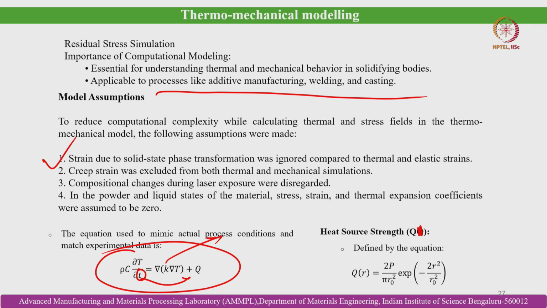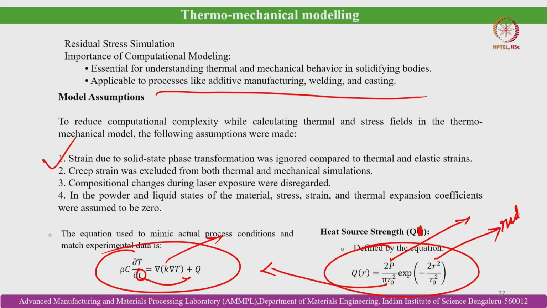As I told, Q is the strength of the Gaussian volumetric heat source, which is expressed by this equation over here, and which depends on the laser power, where capital P is the laser power, r0 is the laser spot radius, and small r denotes the radial distance.